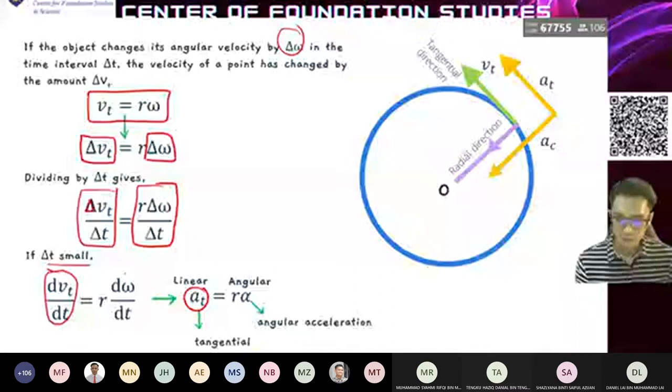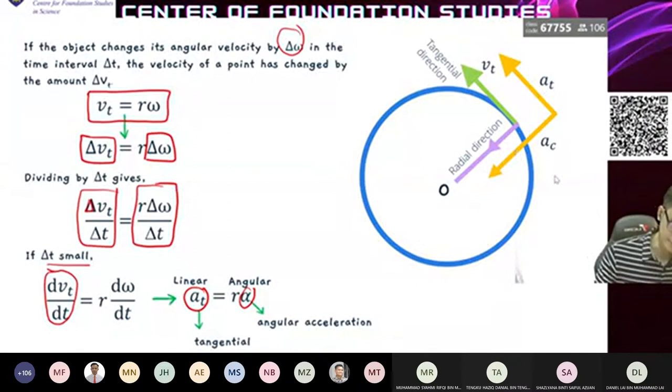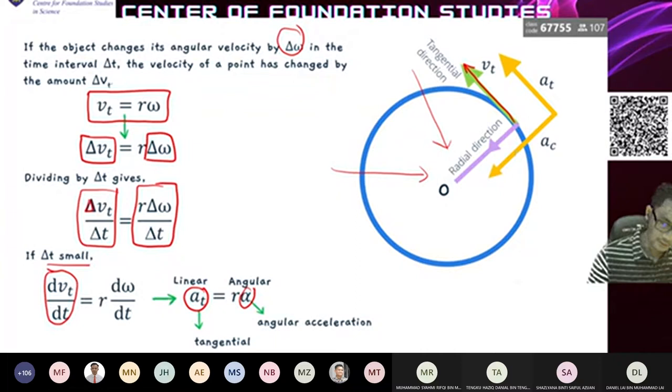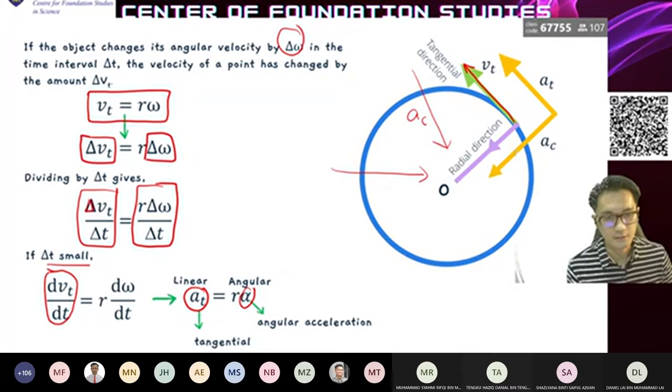So kalau kita tengok dekat this circle, the tangential velocity, as I told earlier, is always tangent to the circle. And also the tangential acceleration is always perpendicular to the centripetal acceleration. Centripetal means center seeking. Jadi acceleration is always pointed to the center. So this is acceleration, centripetal. But we haven't learned yet about the centripetal acceleration. We'll cover it in lecture 3.